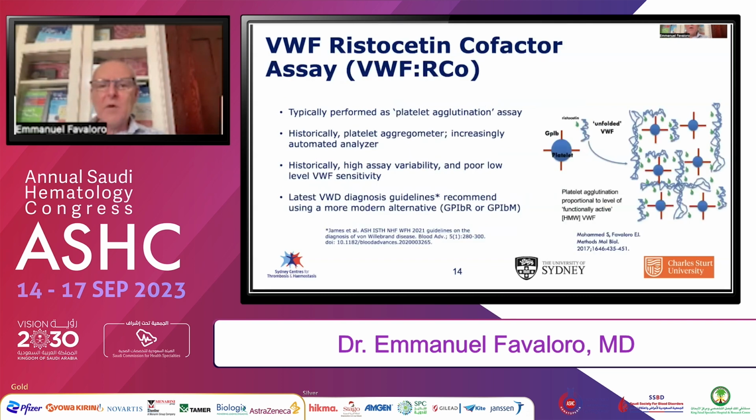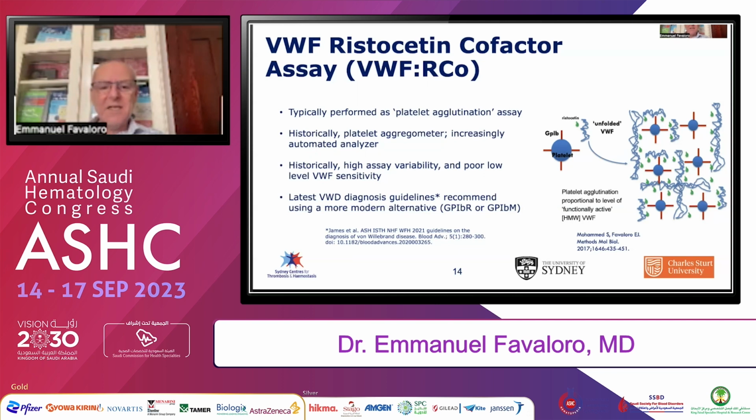So the first of the glycoprotein 1b binding assays is the classical ristocetin cofactor assay, and I was showing you a cartoon on the right. It's typically performed as a platelet agglutination assay. Platelets have glycoprotein 1b on their surface. You add ristocetin, which unfolds the von Willebrand factor in plasma, and then you get agglutination based on the functionality of the von Willebrand factor, proportional to the high molecular weight VWF. Historically it was performed on platelet aggregometers and is now increasingly performed by automated analyzers.